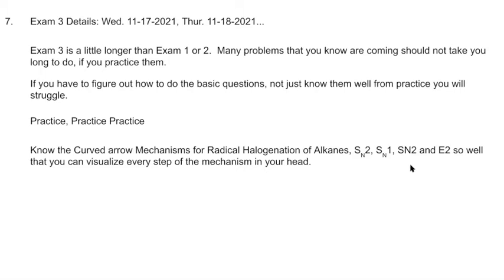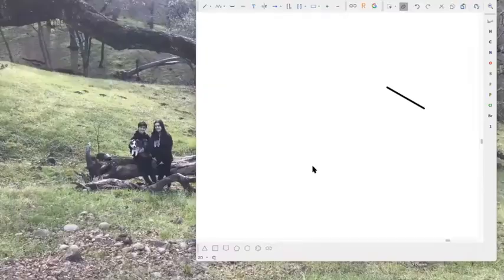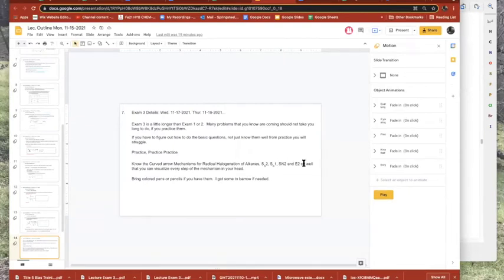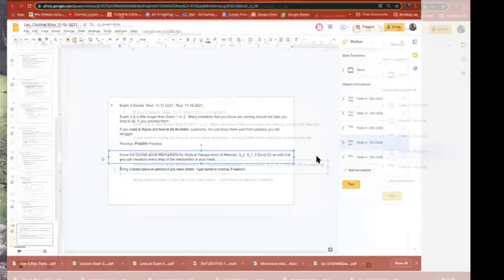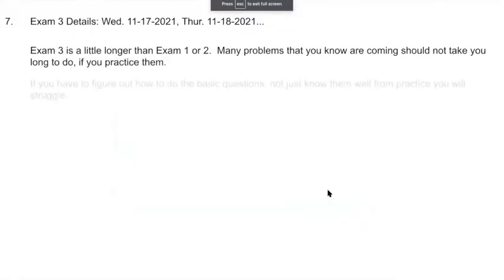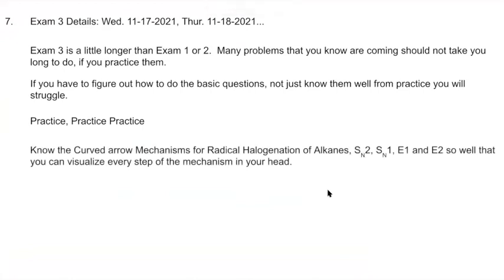And now the SN1 and the E1, they're a little bit longer mechanisms, just a couple steps though. Nothing like halogenations. But the SN1 and the E1, they're a little bit longer, so you got to practice them. And then the E2 is a one-stepper again. But if you don't practice, you're not going to do well.